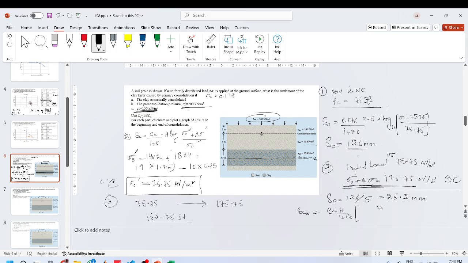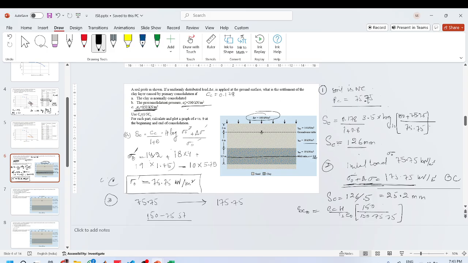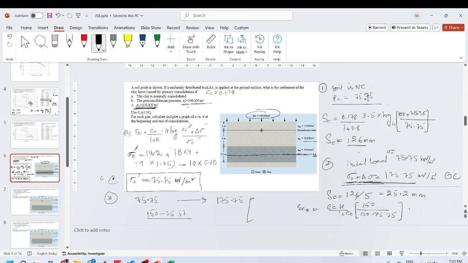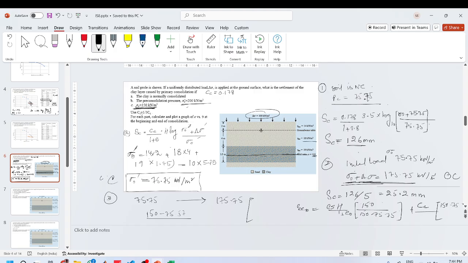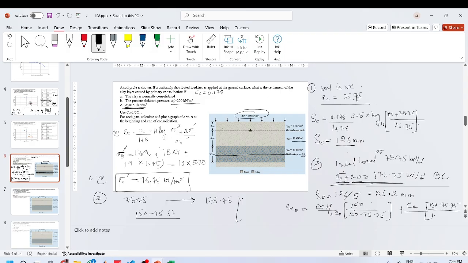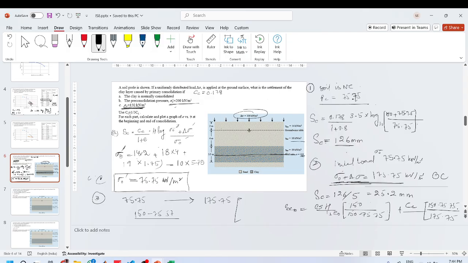So it will basically be up till pre-consolidation pressure over 150 minus 75.75. It comes out to be, basically you are breaking down the whole increment into two parts, plus CS times, actually we have CS here, CC times, this will be 150 minus 75.75 over 175.7.